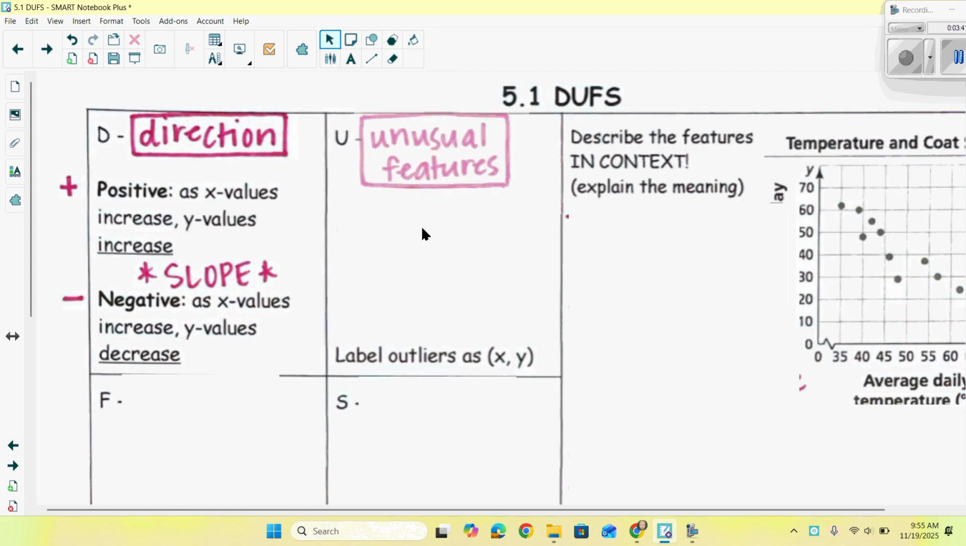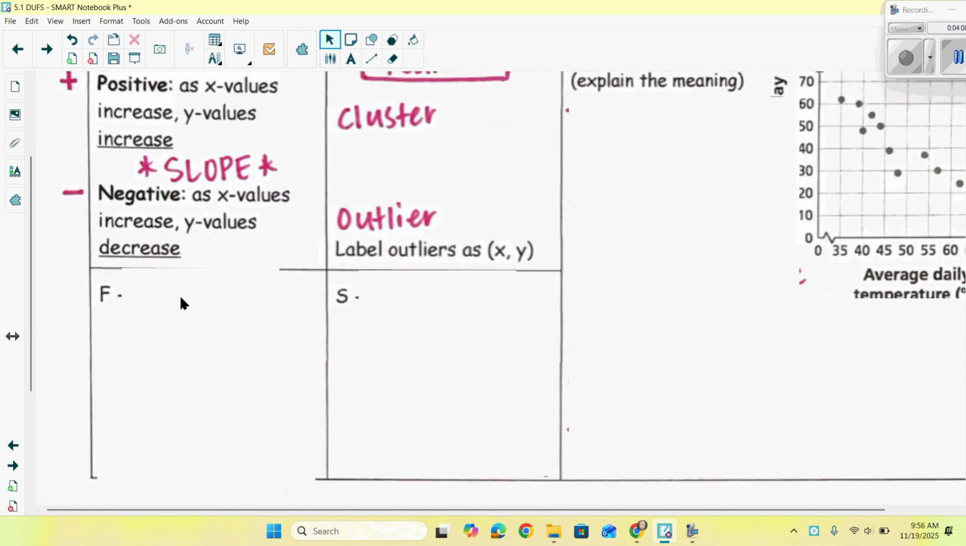U stands for unusual features. This is probably the toughest of them. We have a couple of things we're going to point out. You could find other unusual features, but basically you'll see some clusters in our data, and also you'll see some outliers. So be ready to look for those, and maybe there are no unusual features, so be also ready to say there are no unusual features. We will always have a direction for the work we do, though.